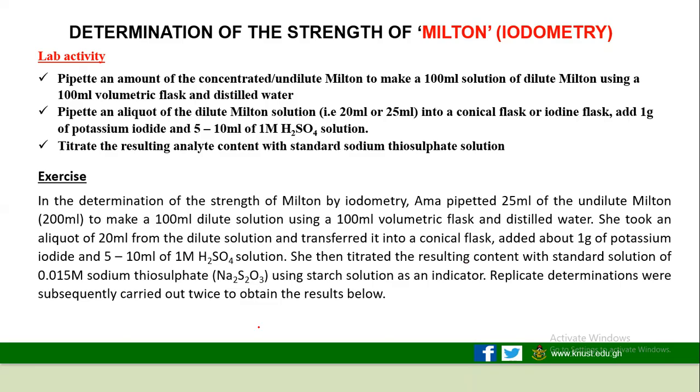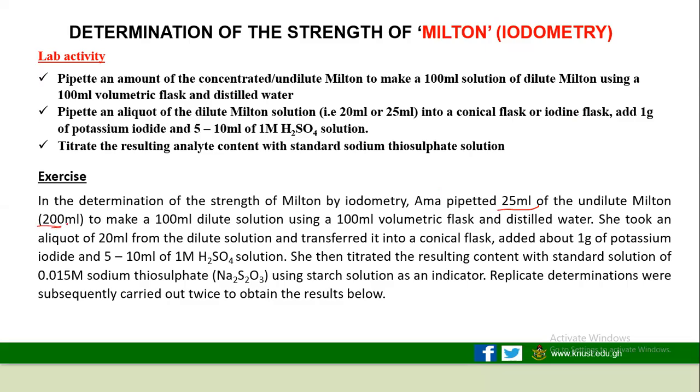The next one, we pipette an aliquot of the dilute Milton solution into a conical flask or iodine flask. Add 1 gram of potassium iodide and 5 to 10 ml of 1 molar H2SO4 solution. Titrate the resulting analyte content with standard sodium thiosulfate solution. Now let's take the sample question. In the determination of the strength of Milton by iodometry, Ama pipetted 25, always the pipette volume is very important, 25 of the undiluted Milton.